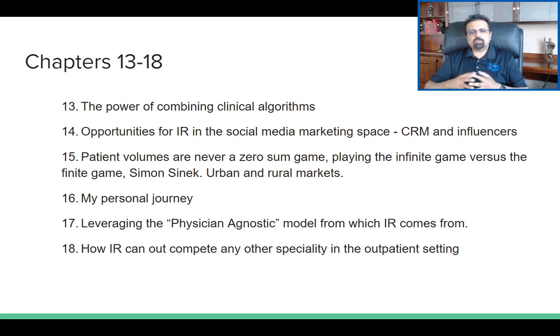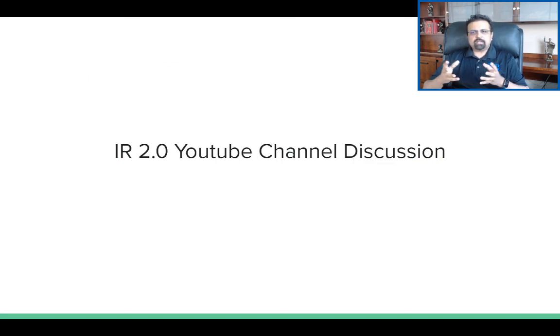And then finishing out looking at specifically how IR on different metrics, economic metrics, from patient acquisition strategy, revenue generation, and different service lines, how we are in a position and how we can specifically outcompete almost any other subspecialty in the nation.